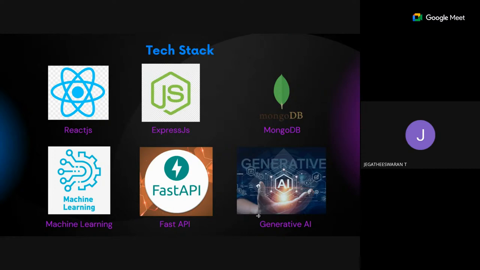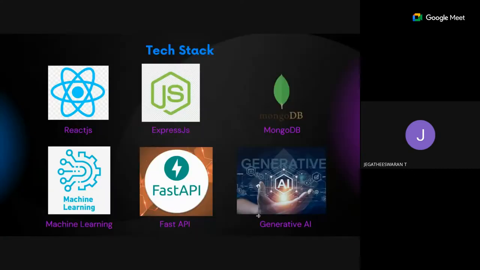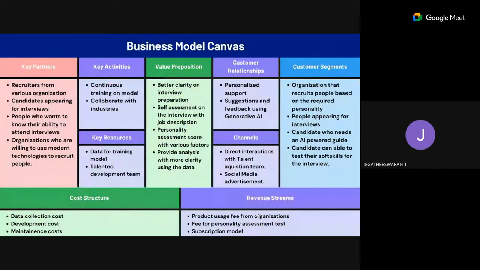We are mostly using generative AI to generate suggestions, to interact the way a human would, and to provide suggestions for you to improve yourself. In the API, we will be concerned with security and faster API responses. And here comes our business model canvas.